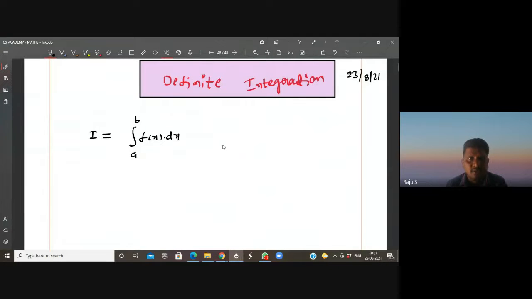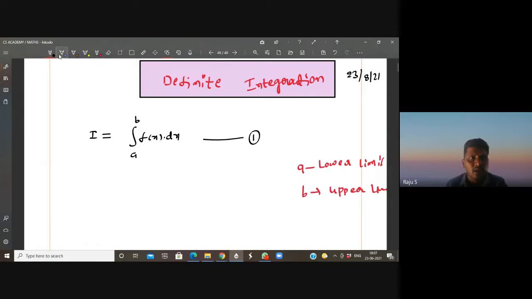f of x dx. So in this kind of question, a is called the lower limit, and here small b is called the upper limit. Lower limit, upper limit, right? So how can we read this integral? Integral a to b, not b to a: integral from lower limit to upper limit, integral a to b. Okay, fine. How can we solve this?